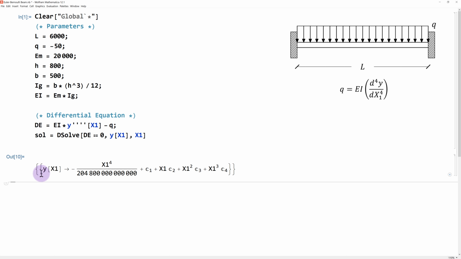So from here, it says that my equation, y of x1, is equal to x1 to the 4th divided by a big number, plus, wait, what is this? C1. Oh, I got a C2, a C3, and a C4. What is that? Well, keep in mind that when we're solving these differential equations, we're basically integrating, and once we integrate, we have a constant. So these are the constants. How do we deal with the constants? We utilize the boundary conditions of the beam.